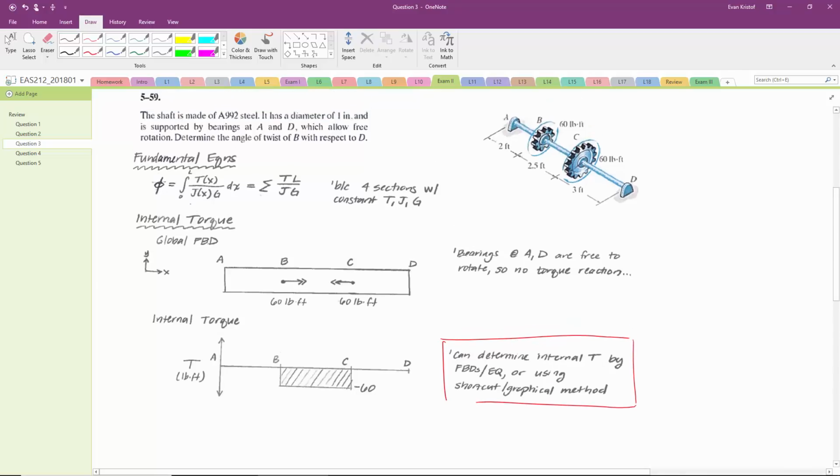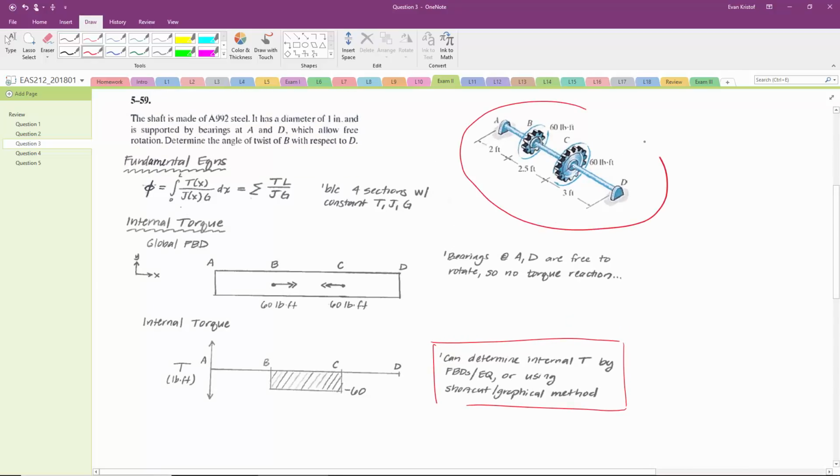So step number 1 is going from the loading diagram that you see right here in 3D down to a 2-dimensional representation. This is where we use the right-hand rule, and that's critical because it tells us that the direction of the torque vector applied at point B is to the right, and the direction of the torque vector applied at C is to the left. I get that just by using the right-hand rule for these rotations that we see right here.